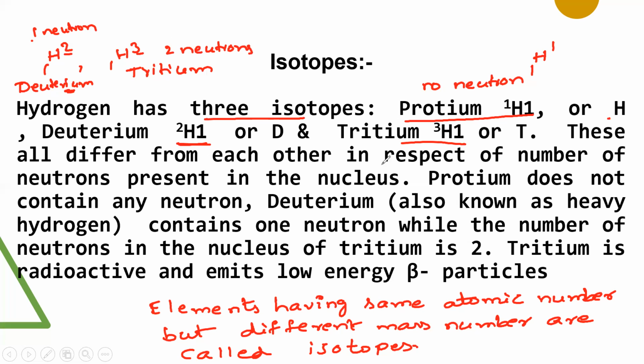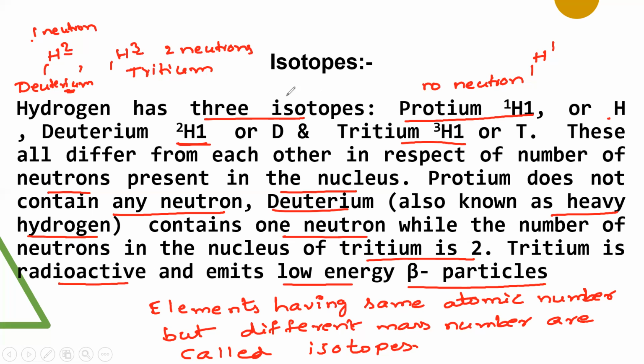These all differ from each other in respect of the number of neutrons present in the nucleus. Protium does not contain any neutron, as I told you. Deuterium, also known as heavy hydrogen, the heavier form of hydrogen, contains only one neutron, while the number of neutrons in the nucleus of tritium is 2. Tritium is radioactive and emits low energy beta particles.